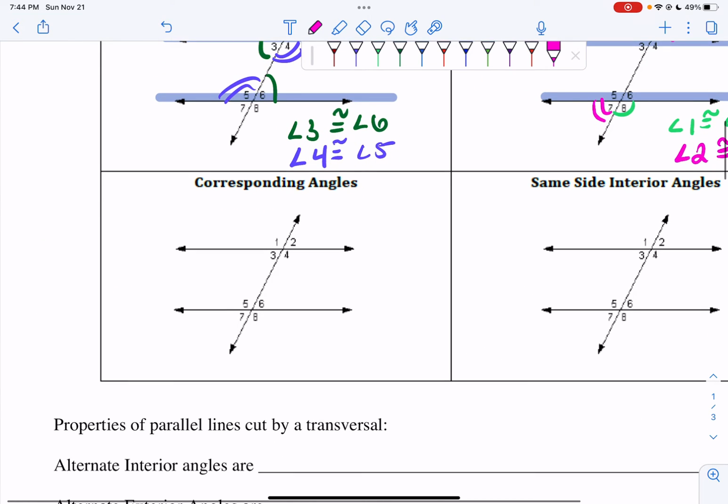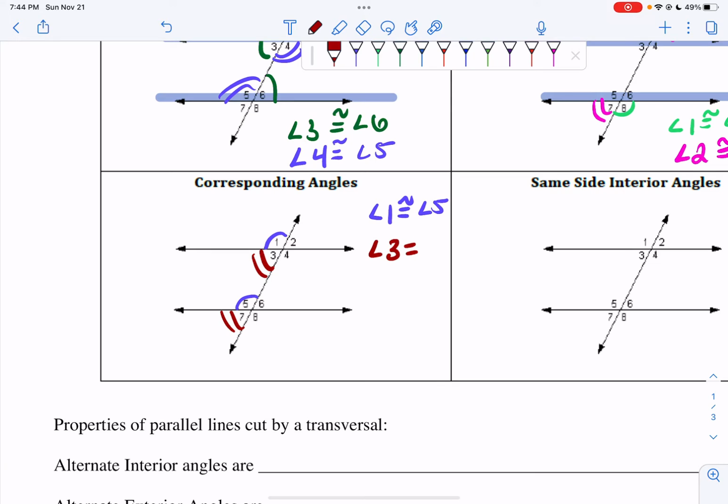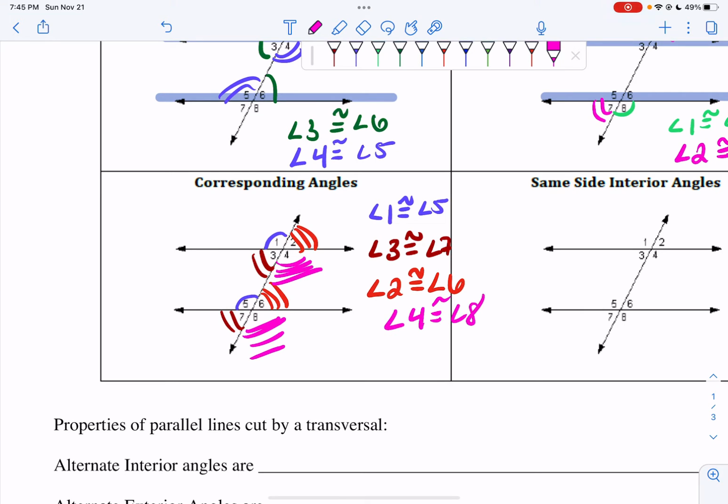Corresponding angles. Basically what that means is these are going to be congruent as well, and it's a literal slide down. So I can say angle 1 is congruent to angle 5. I can say that angle 3 is congruent to angle 7. I can say angle 2 is congruent to angle 6. And then I can say angle 4 is congruent to angle 8. And those are your corresponding angles.